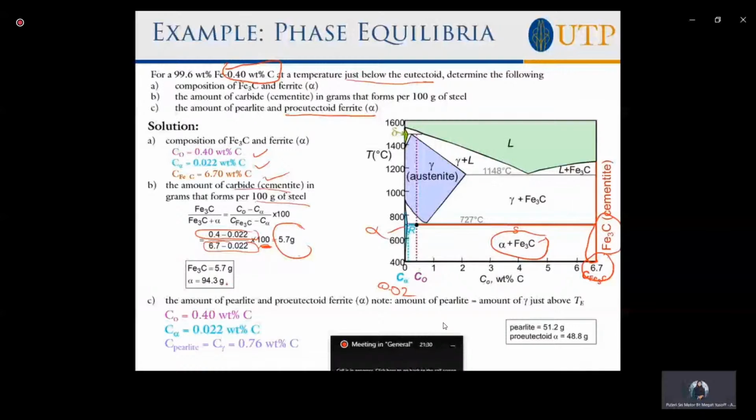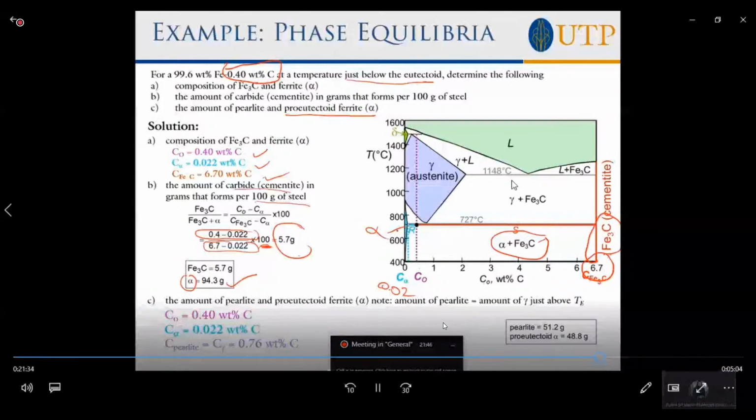So a lot more alpha, 94.3. Just take the complement of 5.7, and you get 94.3 grams of alpha. But it makes sense: you are much closer to alpha, which means you have a lot of alpha.